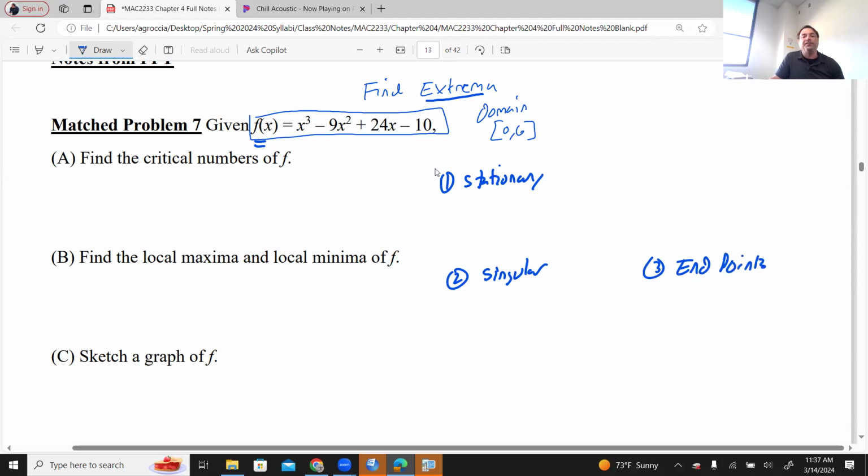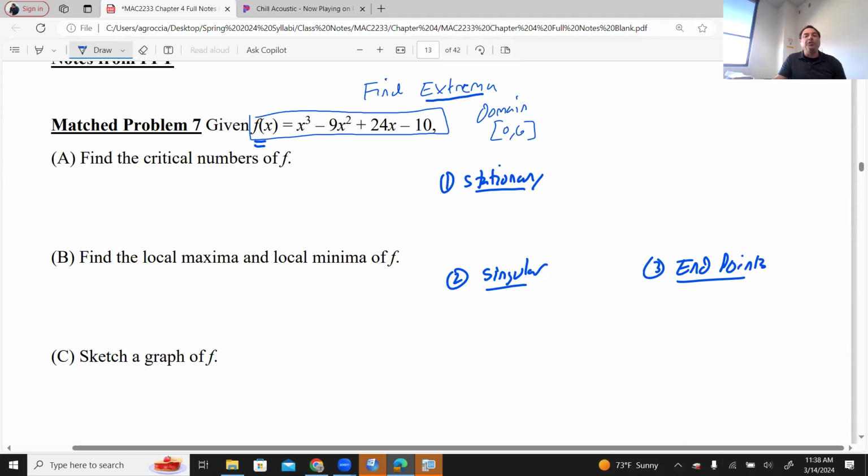Now, what is this process, stationary, singular, endpoints? What we're saying is to find your potential, your possible extrema, highs and lows, we go through this process called stationary, singular, endpoints. Stationary are the typical top of the mountains, bottom of the valley. Singular are those weird sharp corners, and endpoints are where it begins and where it ends. Those are the places we need to look.